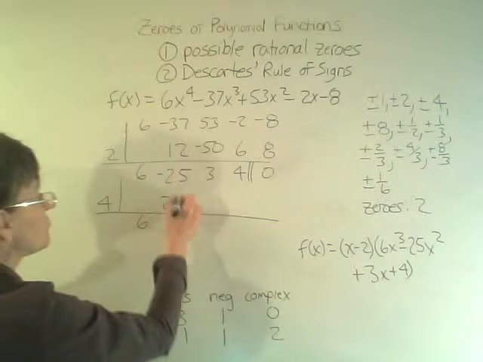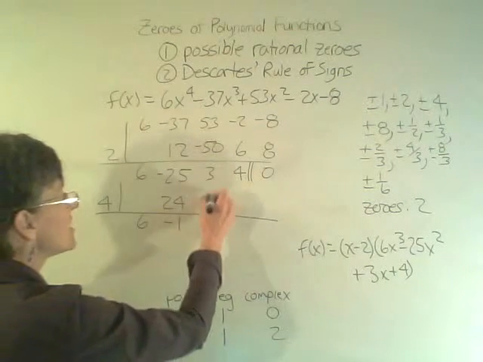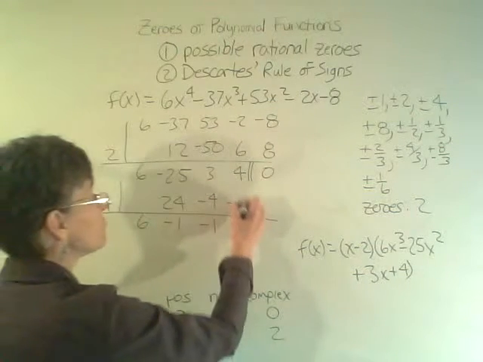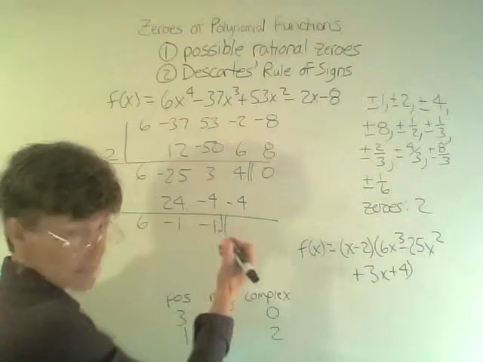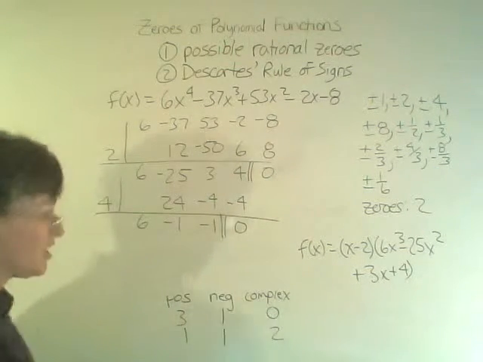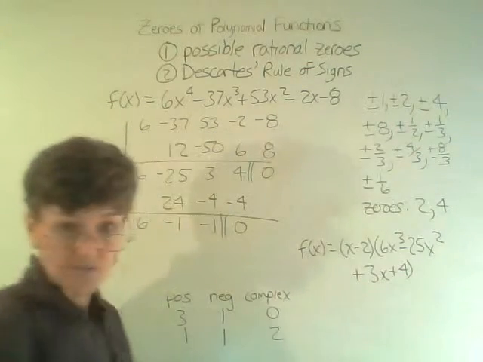So I bring down my 6. 6 times 4 is 24. Negative 25 plus 24 is negative 1. Negative 1 times 4 is negative 4. Negative 4 plus 3 is negative 1. Negative 1 times 4 is negative 4. And again, I've gotten lucky. My 4 minus 4 is 0. I found another factor, another zero. So I now know that 2 and 4 are zeros.